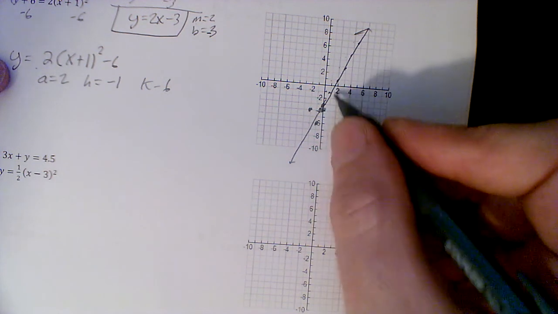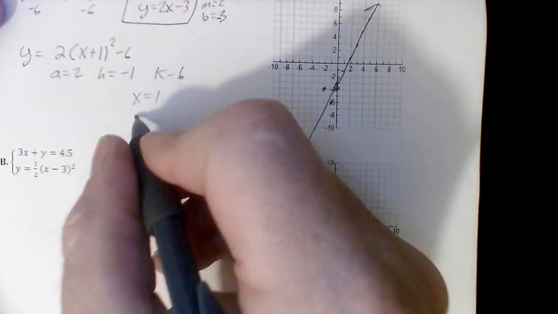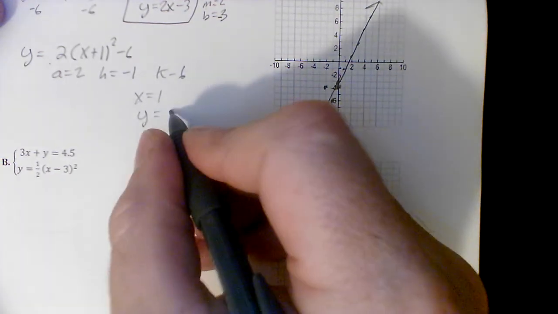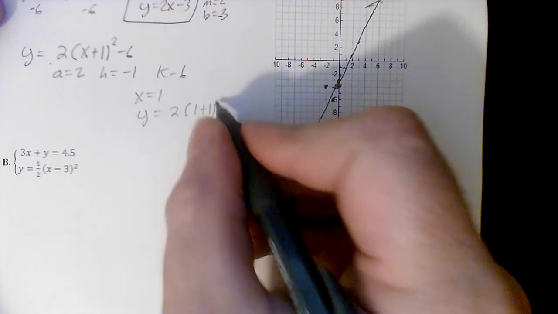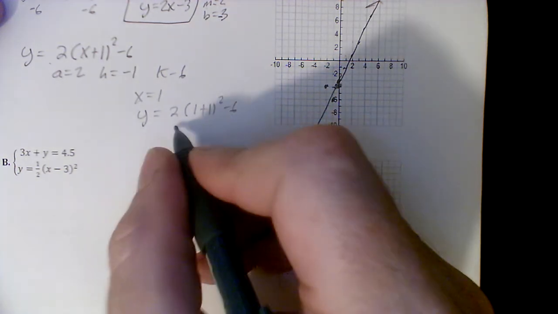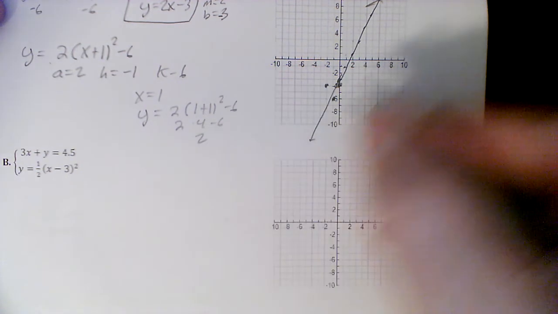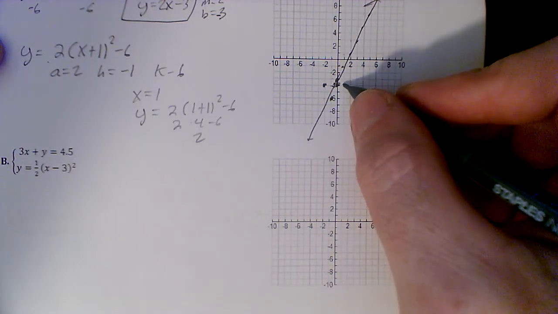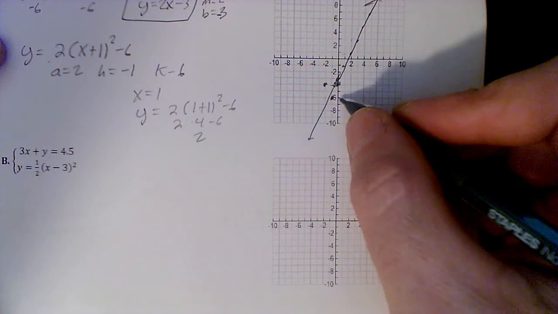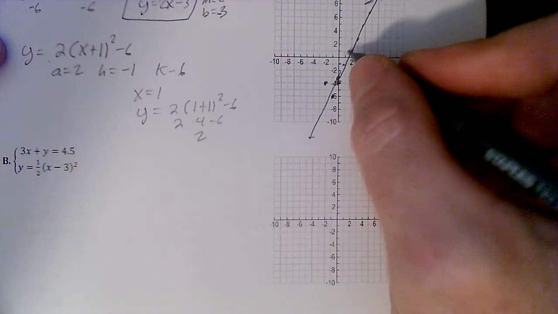You know what? I have no idea where that's going to go, so I'm going to plug in 1. If x equals 1, we get y equals 2 times (1 plus 1) squared minus 6. What's 2 times 4 minus 6, which is 2. So I plugged in 1, and out popped 2.